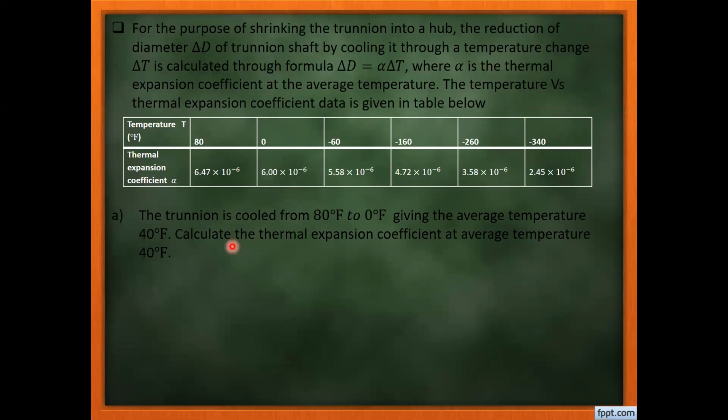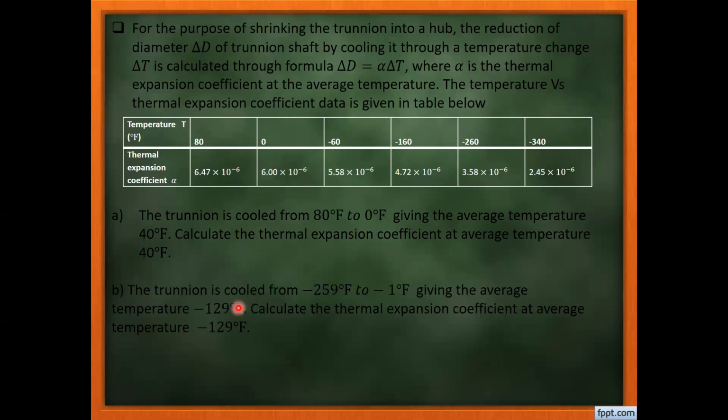The first problem: the trunnion is cooled from 80 to 0 degrees Fahrenheit, giving an average temperature of 40 degrees F. Calculate the thermal expansion coefficient at the average temperature of 40. Now we can see that 40 lies near the beginning of the table, so I'm going to use the forward difference interpolation to solve this problem.